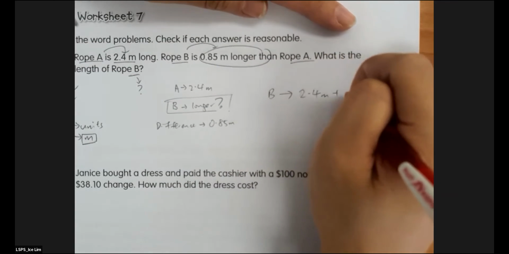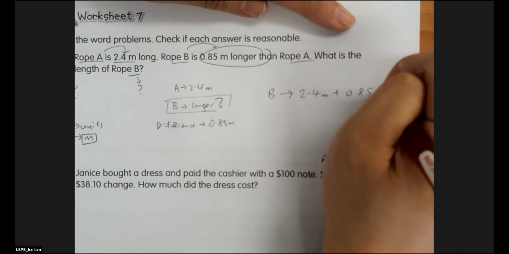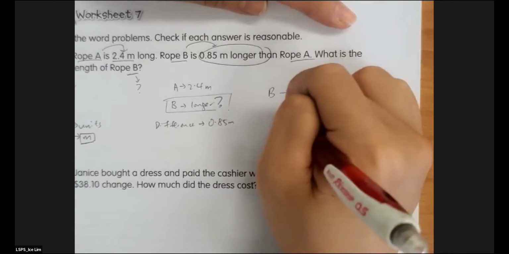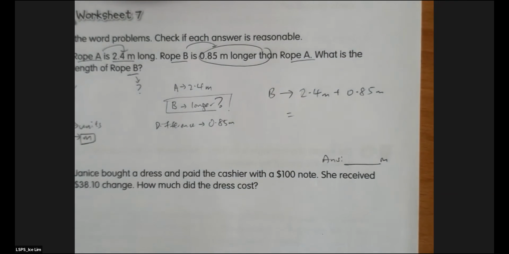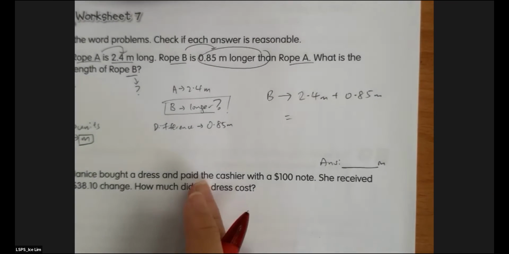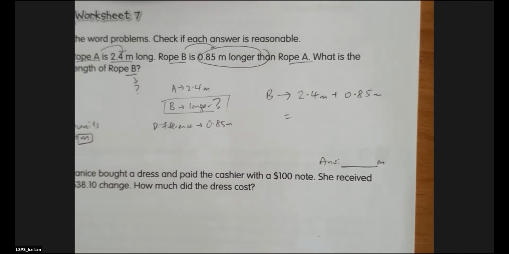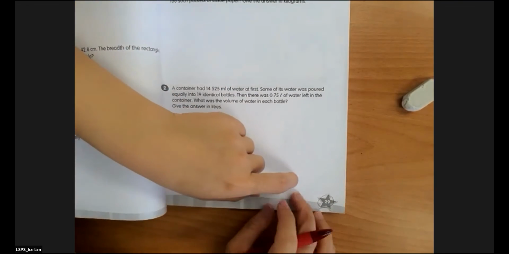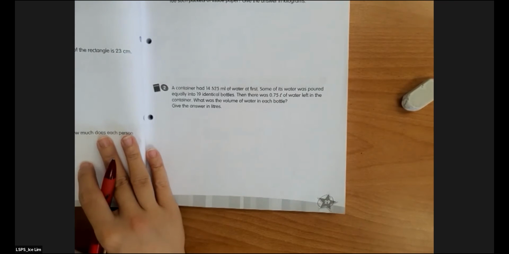Okay, can just write already. 2.4 meters plus 0.85 meters. Is it difficult? Can do? So tomorrow until 29, is that okay? Okay. Tomorrow until 29, Friday must end until 26.